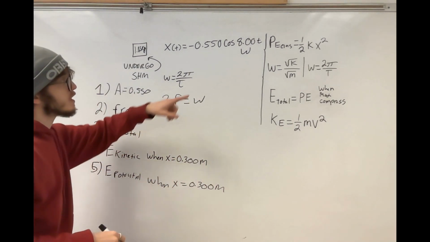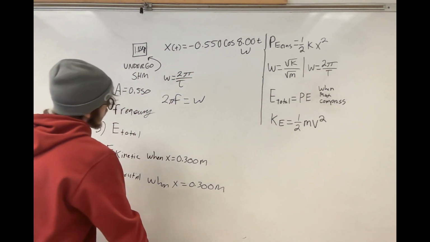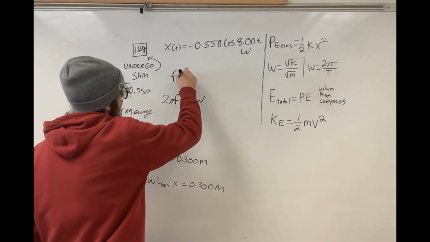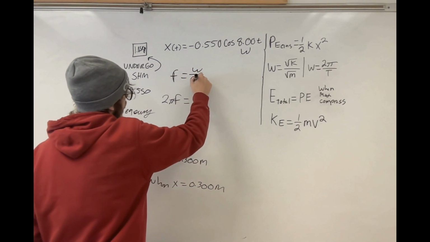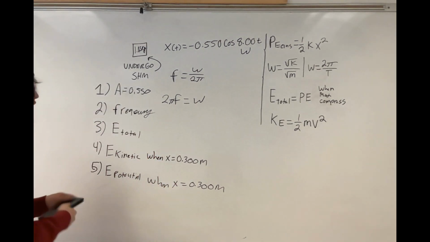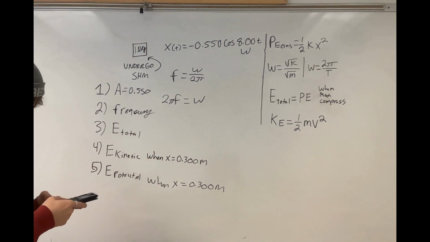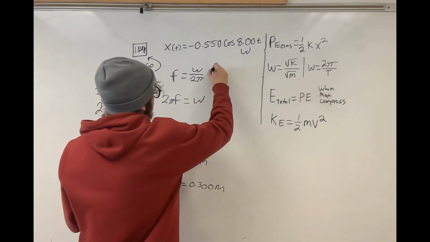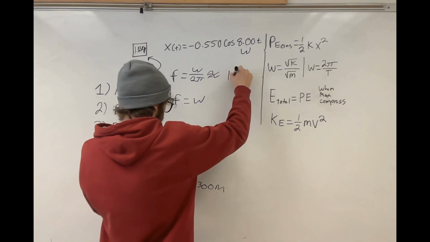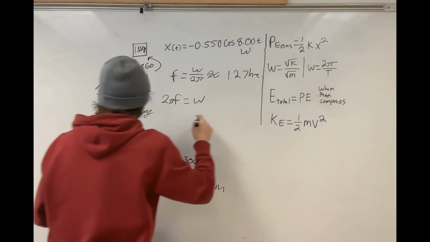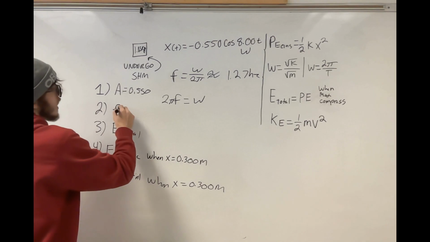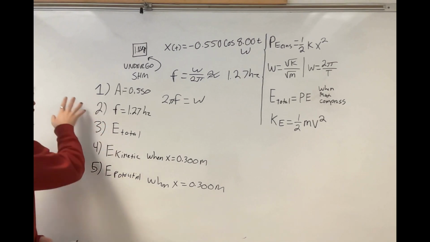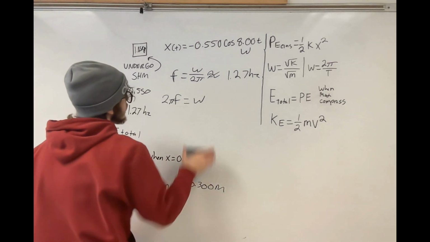And this omega is the frequency factor which we're given here. So we can just plug in. To get frequency by itself, we say f equals omega over 2 pi. When we plug that in, we take 8.00 divided by 2 pi, and we get that the frequency is roughly equal to 1.27 hertz. So we're going to put that here, 1.27 hertz. Hopefully these two are a little bit easier.